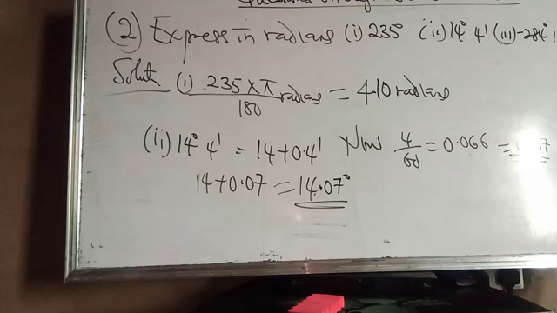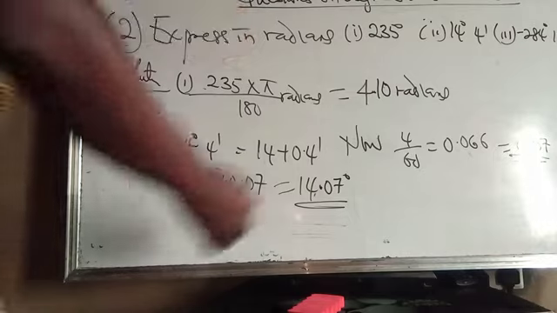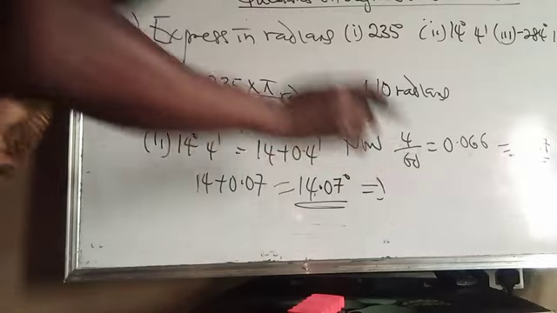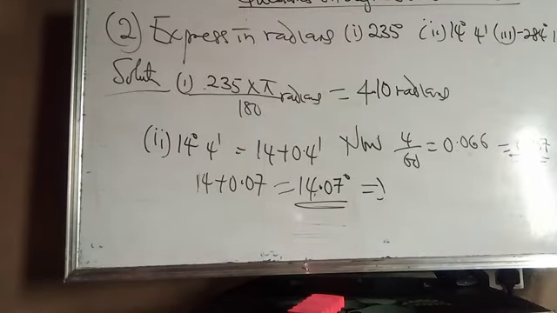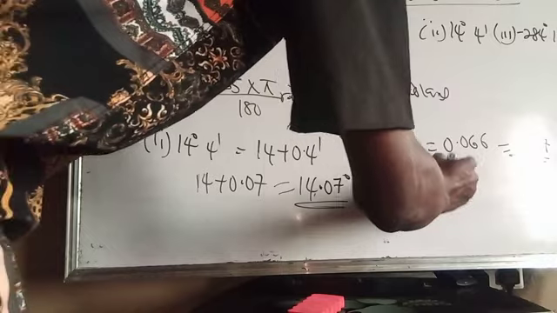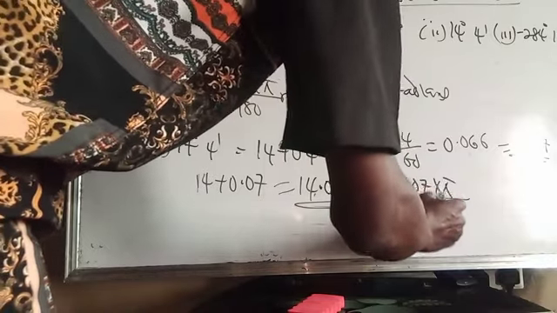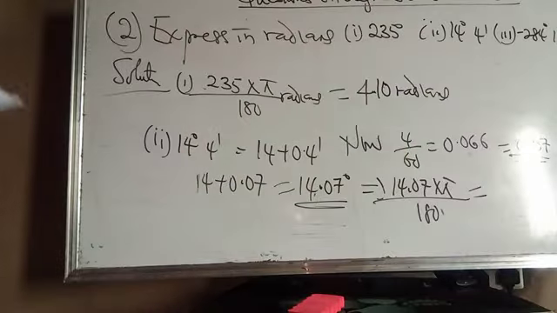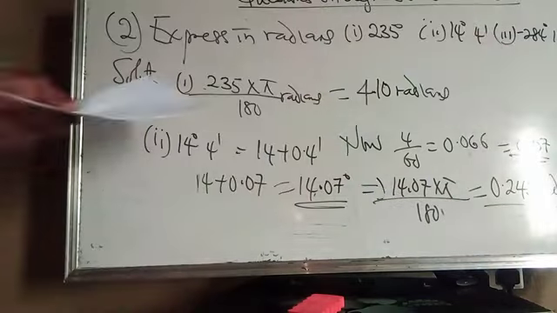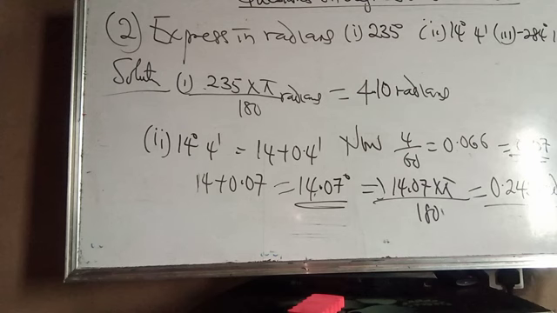So everything has been converted to degrees now. Mind you, you are moving towards radians, so you convert to radians. To convert from degrees to radians, you multiply by pi over 180. So 14.07 times pi all over 180, if you multiply it by that, you are going to have 0.245 radians. You can check. If there's any difference, let me know in your comment section. So 0.245 radians.